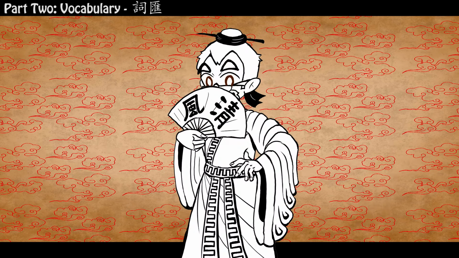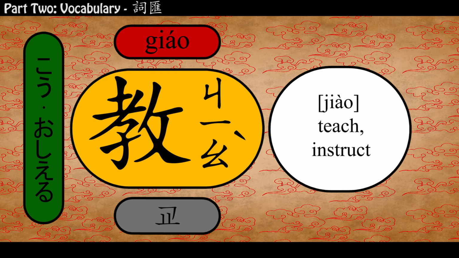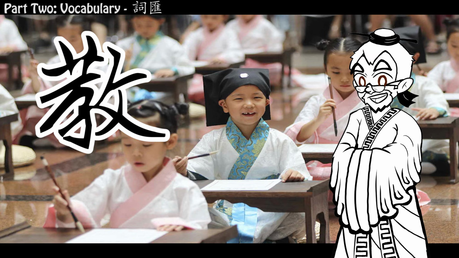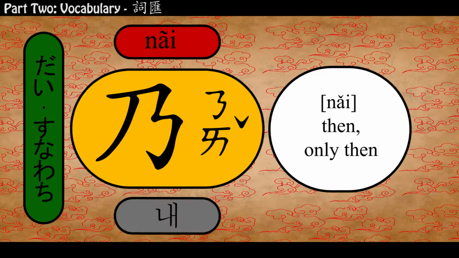And speaking of teaching, 教. To teach, to instruct, also teaching and education. The character depicts a hand holding a teaching cane, 支, plus 子, child, and 爻, divination. To teach a child divination from the I Ching. Yao is also phonetic.